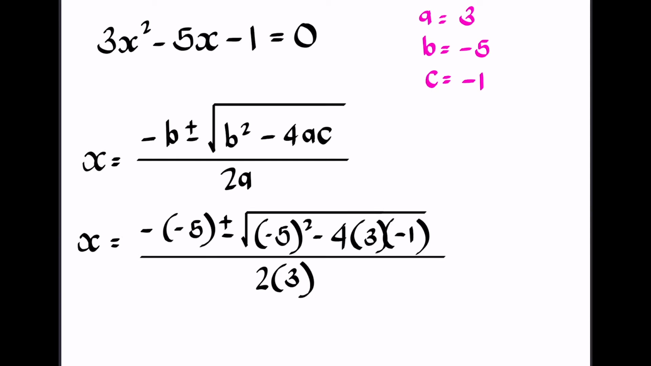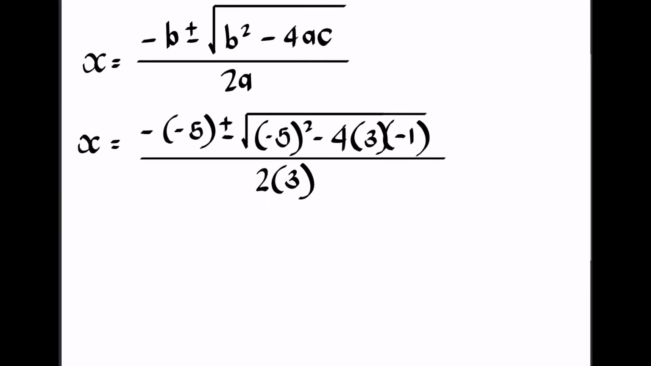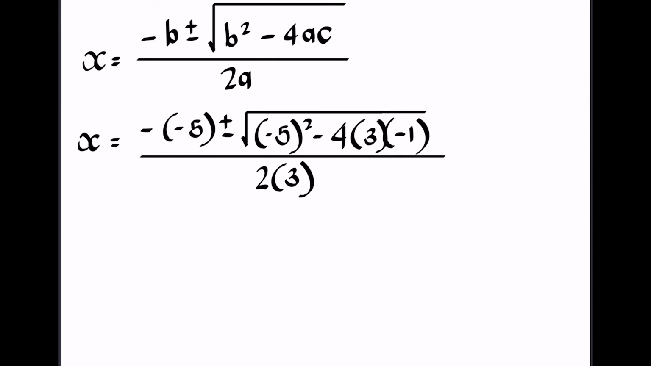So now we're just going to simplify this and get rid of any unnecessary brackets. So we have x equal to positive 5 plus minus the square root of, when I put that discriminant into my calculator, negative 5 squared minus 4 times 3 times negative 1, I get an answer of 37. And that is all over 2 times 3, which is 6.